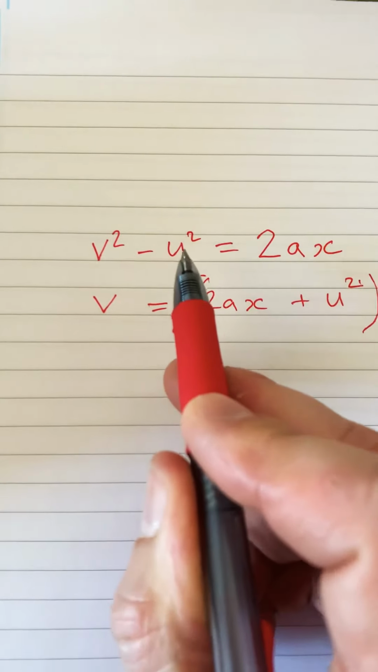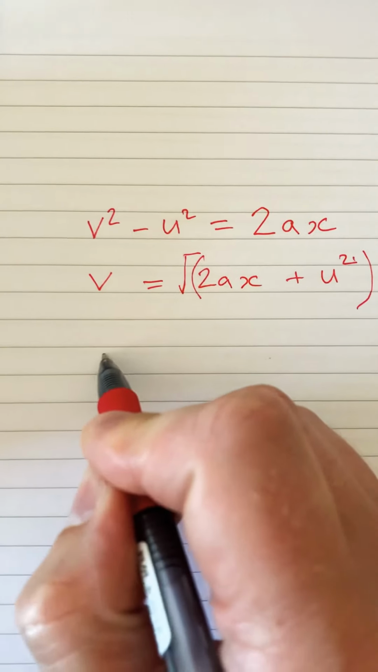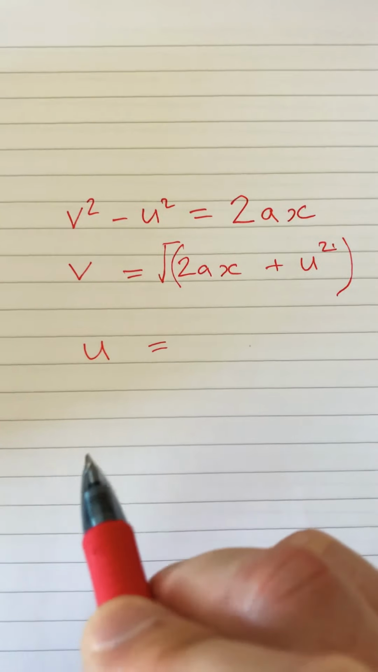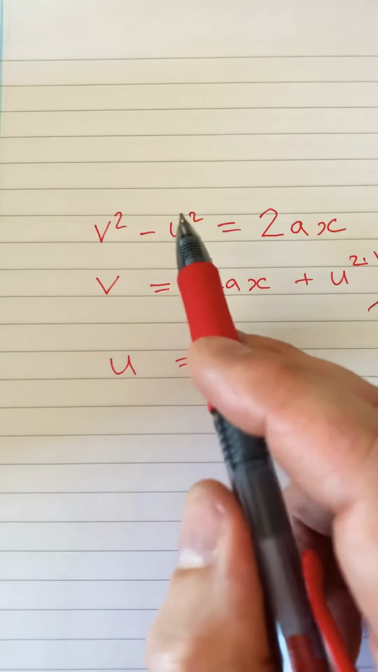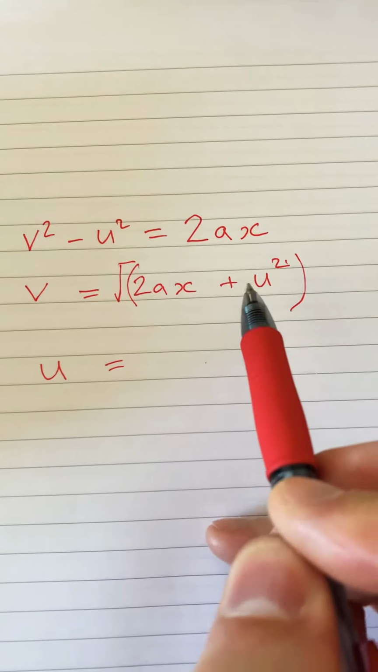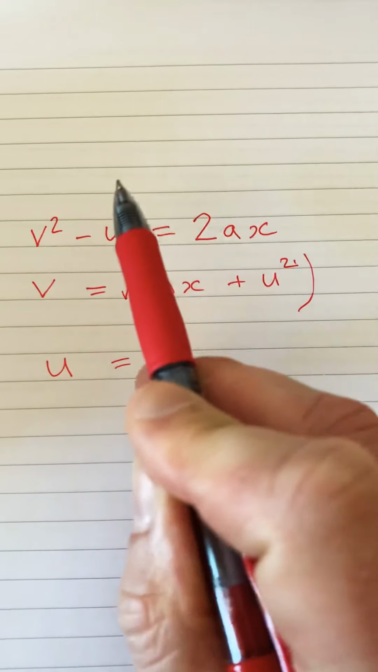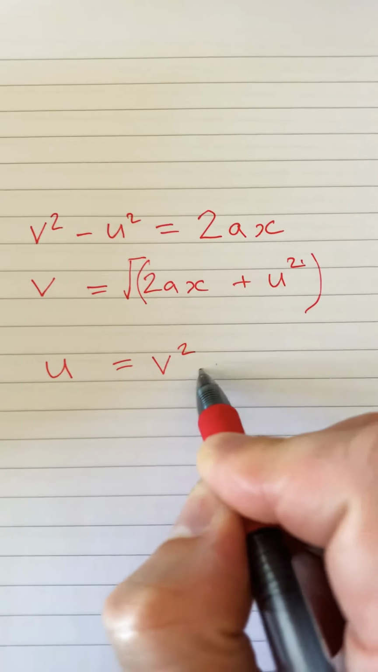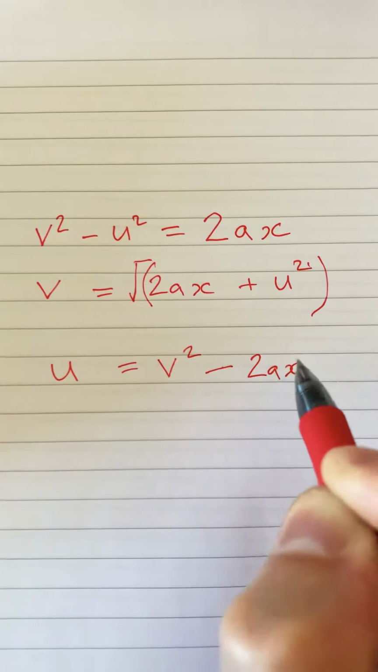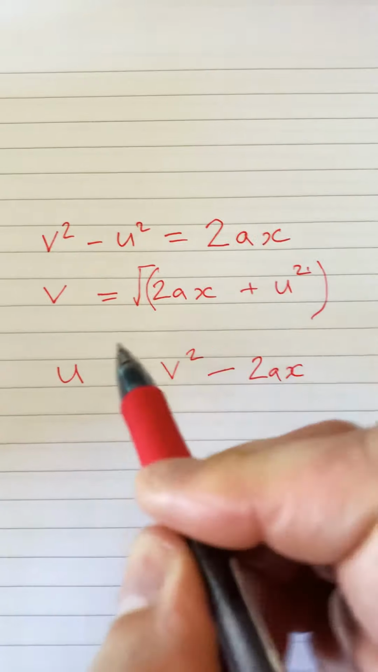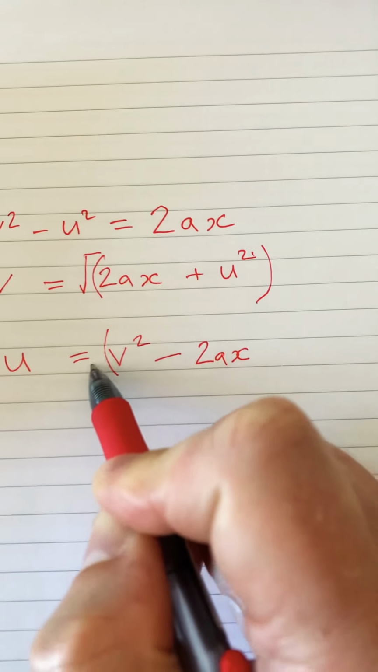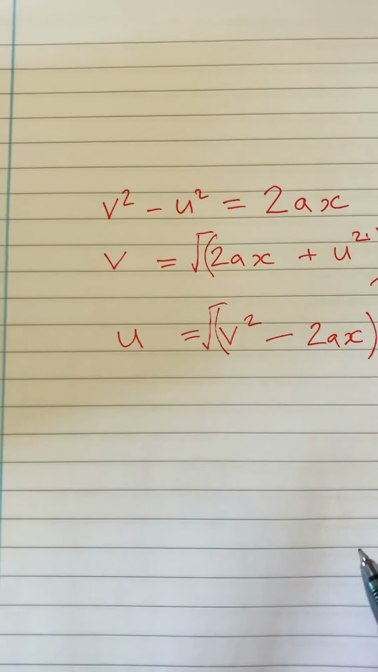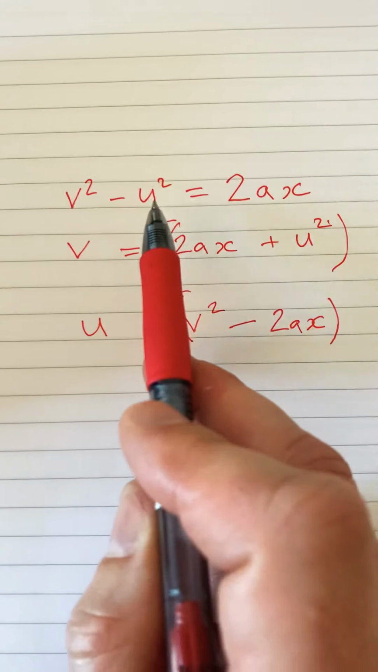If you wanted to find out what your initial speed is, if you were given your final speed, your acceleration, and your distance, then this time, if we've added u squared to that side, we'd need to take 2ax away from that side, so we'd have v squared minus 2ax, and then to get u on its own, because remember this is u squared, we just have to square root that entire term. So that's finding in terms of v, finding in terms of u.